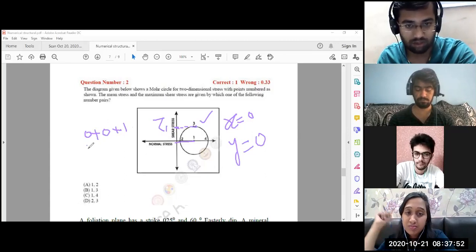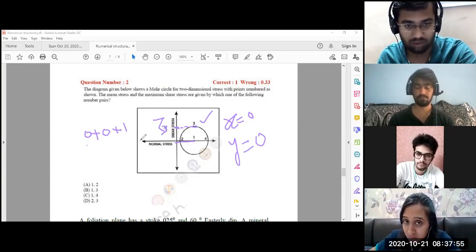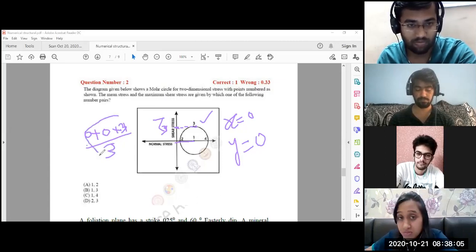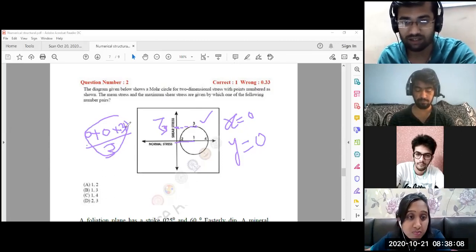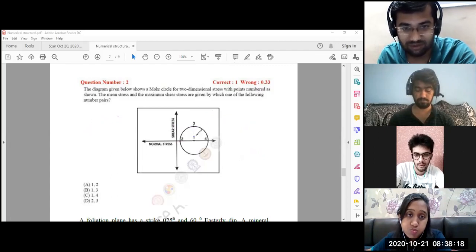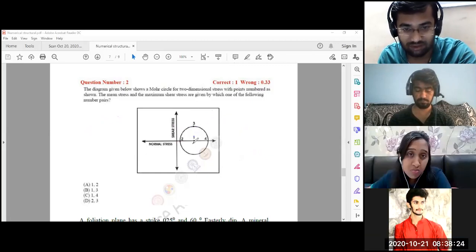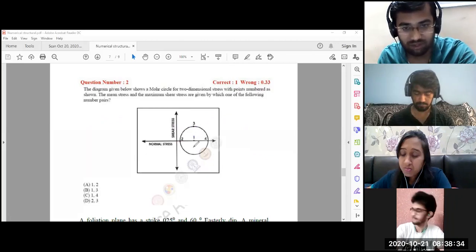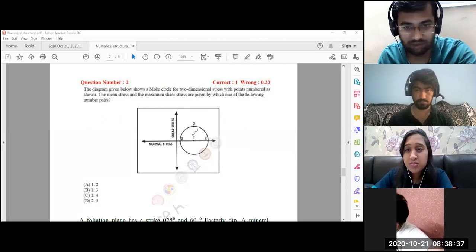Divide by 3, let's take it to keep the calculation easy. Divide by 3, so where will the mean come? Okay, no, this mean will not work, sorry. So shear 3 plus 1, here we have to divide this by 2, because they asked for the maximum shear stress. Yes. Sir, those are just points. Those are not values of that particular point. No, they are point numbers. That's the point number.